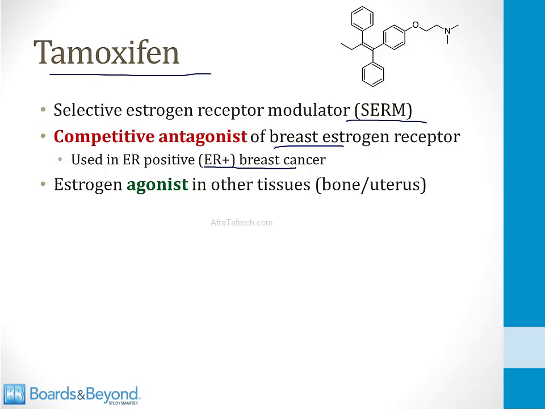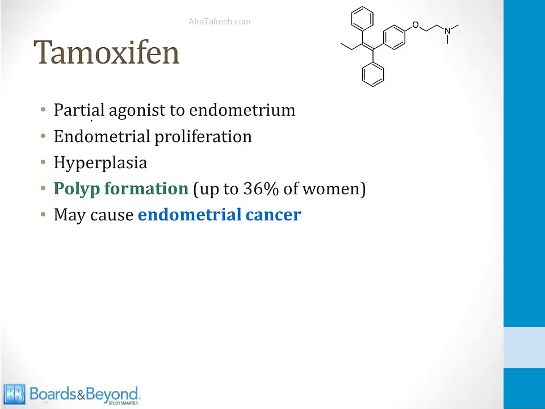But the thing you need to remember about tamoxifen is that although it blocks estrogen receptors in breast tissue, it's an agonist of estrogen receptors in other tissues like the bones and the uterus. What this means is tamoxifen functions as a partial agonist to the endometrium. This can cause the endometrial layer to proliferate, this can lead to hyperplasia, and it commonly leads to polyp formation.